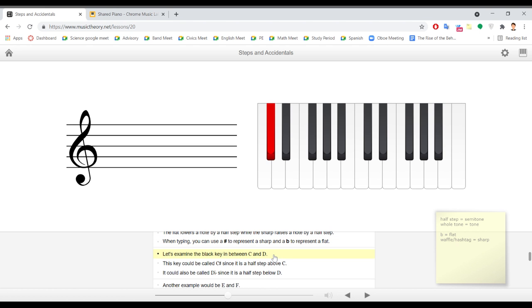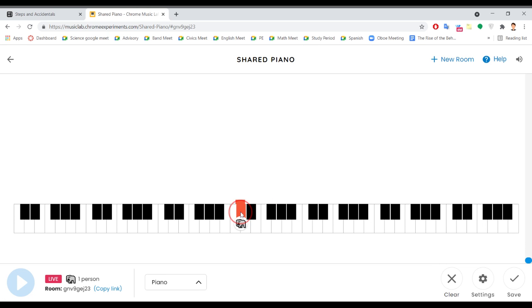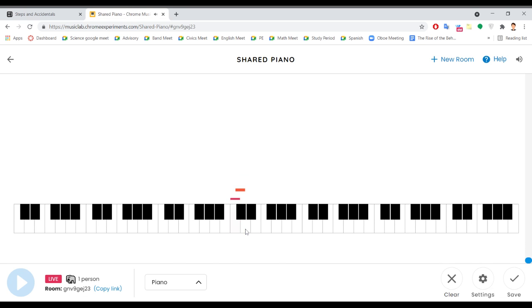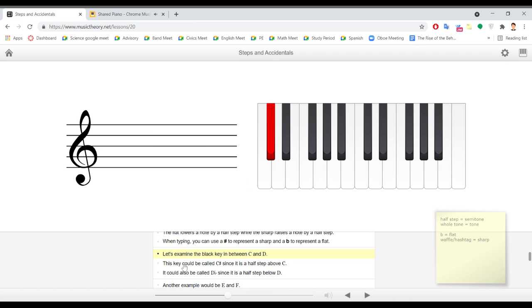Okay, now let's examine the black key between C and D. So on the piano it would be right here. This is C and D. So this key would be called C sharp since it's a half step above C.